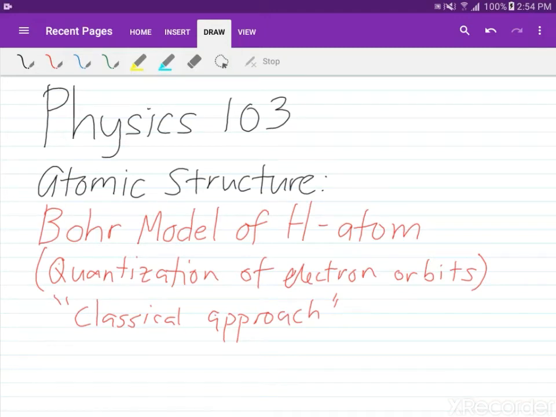Hello everyone, this lesson is on atomic structure. So, we will be discussing Bohr's model of the hydrogen atom. This is the second part, in which we are to quantize the electron orbits. We will be using a classical approach.